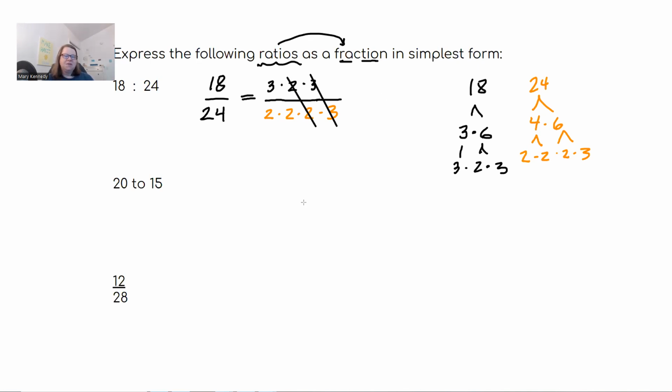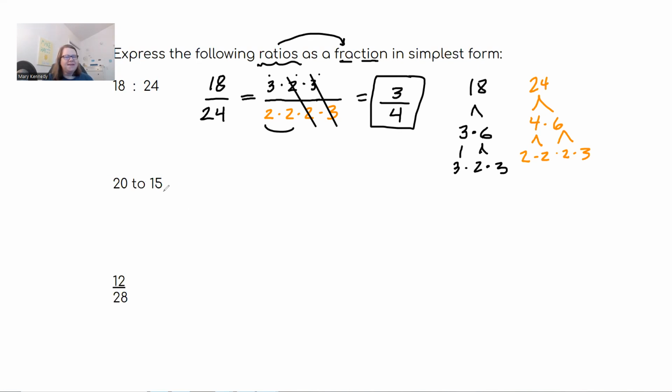And I see a pair of 2s. It can only be top and bottom. You can't mark it out if they're beside each other. So these 2s that are next to each other have to stay in the problem. What's left on top? 3 times 1 times 1 is still just 3. And on the bottom, I just have 2 times 2 times 1 times 1. So 2 times 2 is 4. That is the simplest form of 18 to 24. It is a 3 to 4 ratio, but they say to write it as a fraction, so we'll write it as 3/4. Now, that's not the only way to do it, but that is one good way to do these.